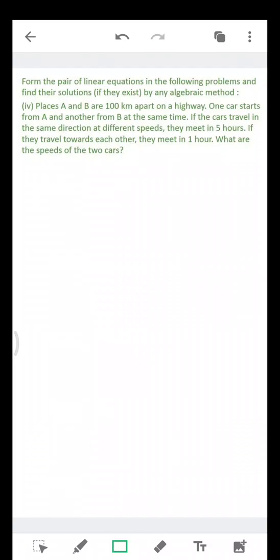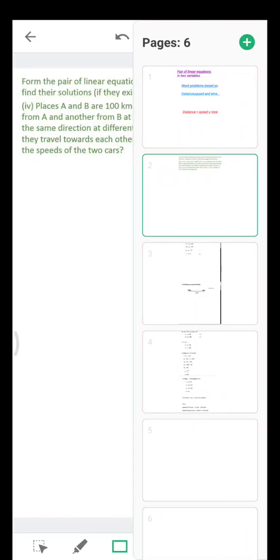Places A and B are 100 km apart on a highway. Okay, one car starts from A, another starts from B at the same time. Okay, so we'll make a short story on this. Okay, suppose there were two cars on a highway which were 100 kilometers apart.